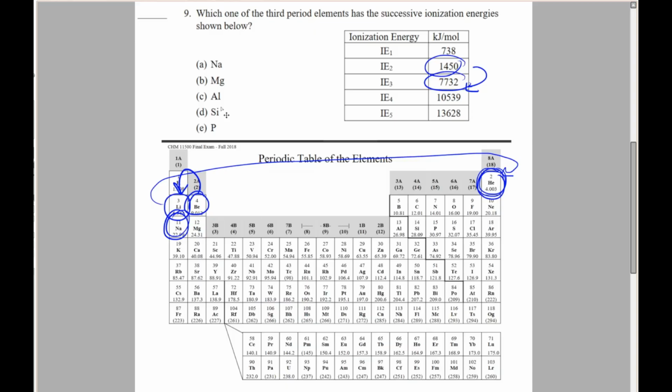Sodium is over here, that's not it because that's in group 1. Magnesium looks like it's in group 2. So that's probably our answer, but going down the list, aluminum is here, which is in group 3, so that's not it. Silicon is in group 4, so that's not it. And phosphorus is in group 5. So the only answer here is going to be B, or magnesium.